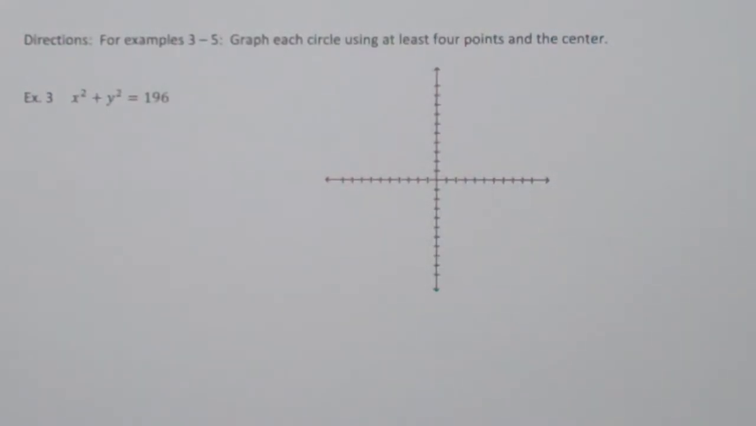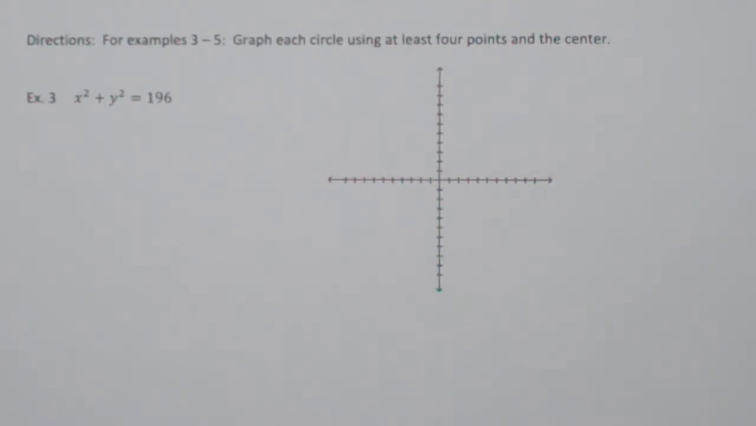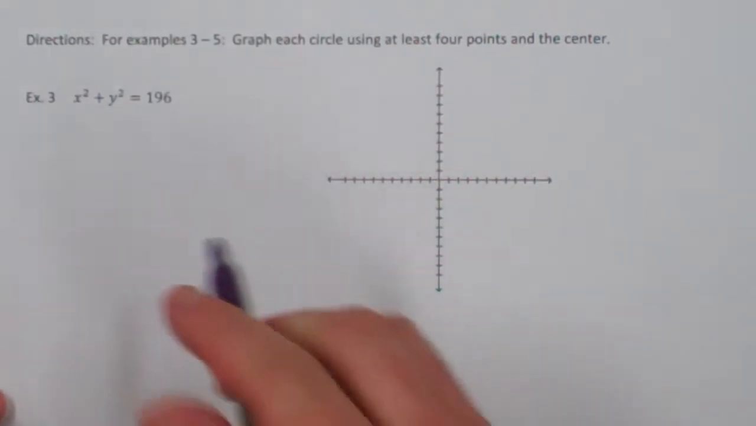In these examples here, we're going to graph each circle using at least 4 points and the center. Same thing we did with ellipses. We want to find the center to begin with. Then we're going to find R. We're going to graph a few points and see if we can draw a nice circle.